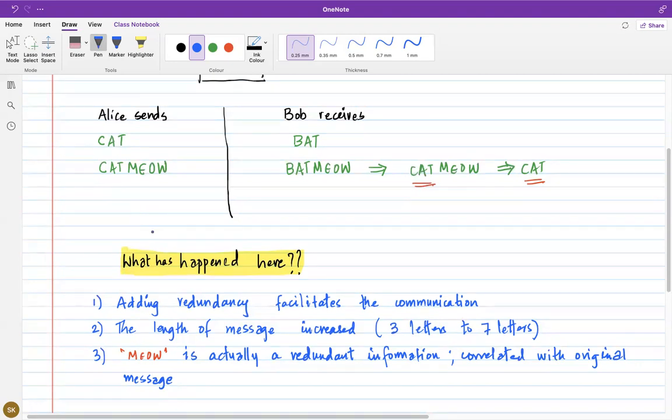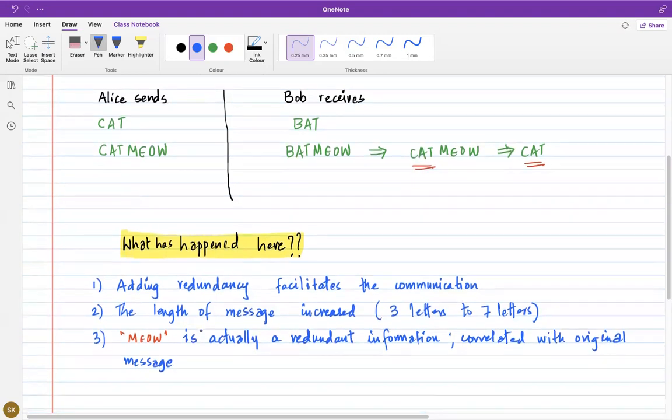What I essentially mean by that is that this is the original message, and meow is not carrying any important information. It is like in mathematics: if someone asks you to find x and y such that x plus y is equal to 5, and this is the only information you get, then the information you get about the x, y pair satisfying this equation is the same as the information you get out of the equation 5x plus 5y equals 25.